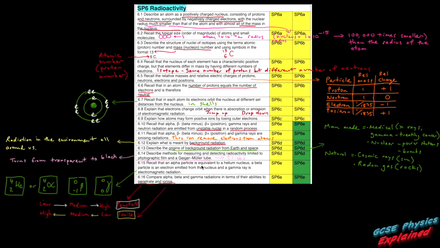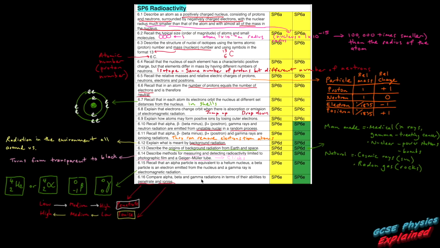Recall that an alpha particle is equivalent to a helium nucleus, which is here, helium nucleus. So it's helium but without the electrons. A beta particle is an electron emitted from the nucleus. There's your beta there. So 0 mass and a charge of -1, so it's basically a fast moving electron. And a gamma ray is electromagnetic radiation. So it's just pure energy, no mass, no charge. And all of these come out of the nucleus randomly.